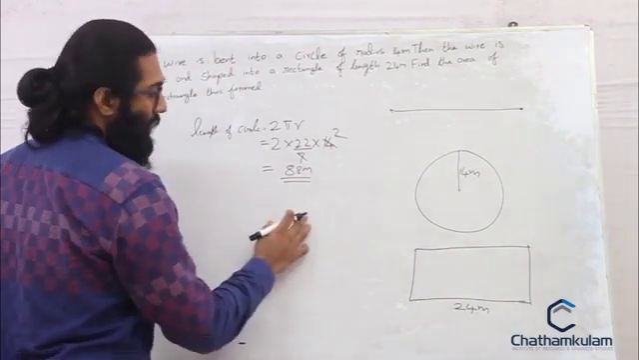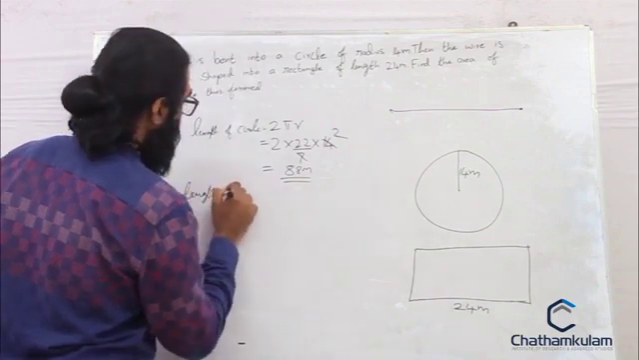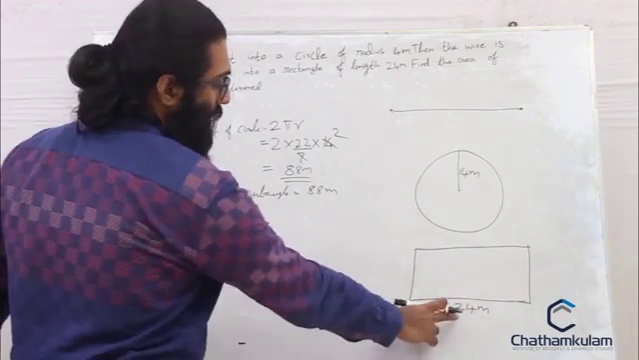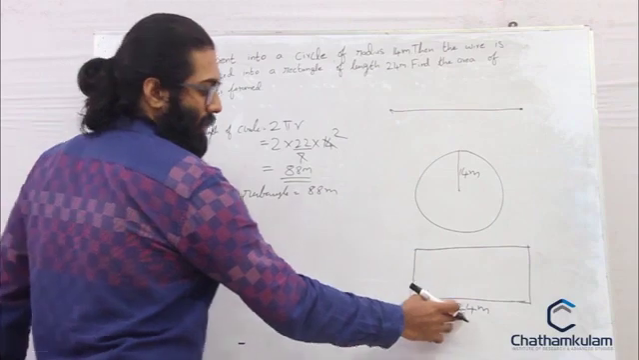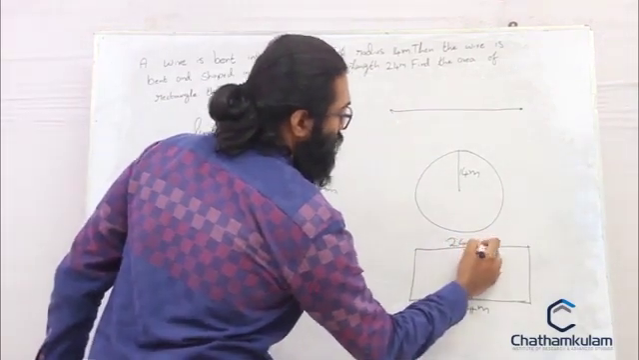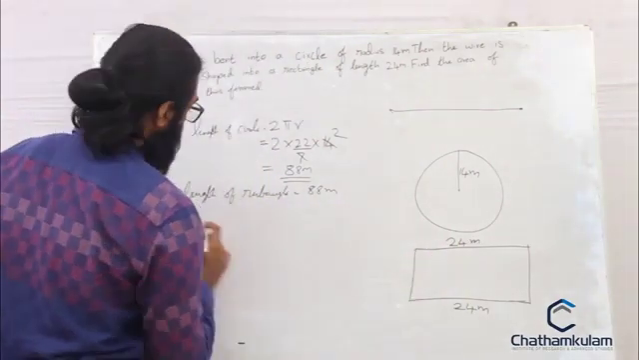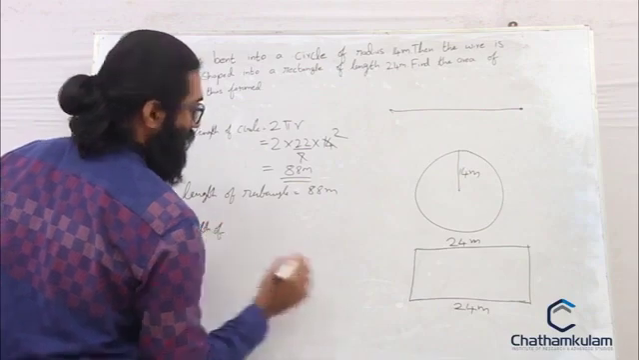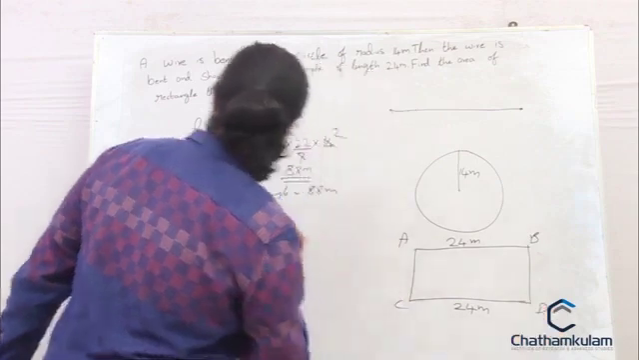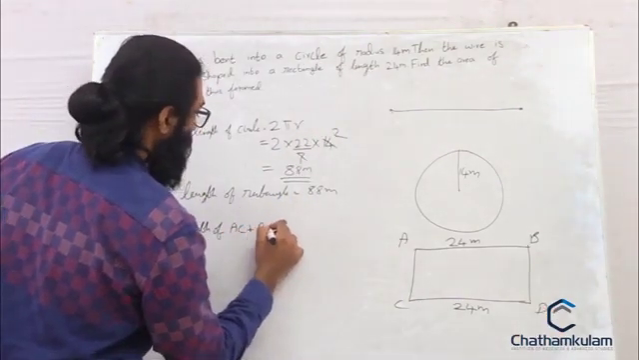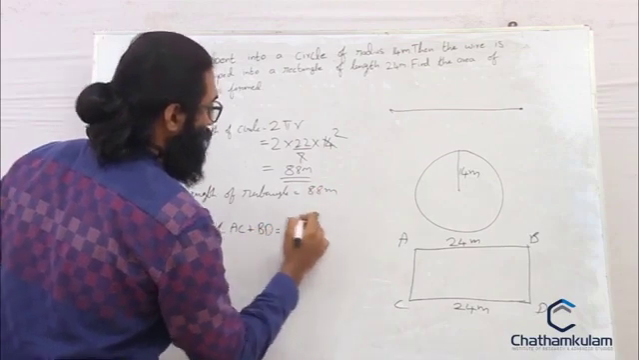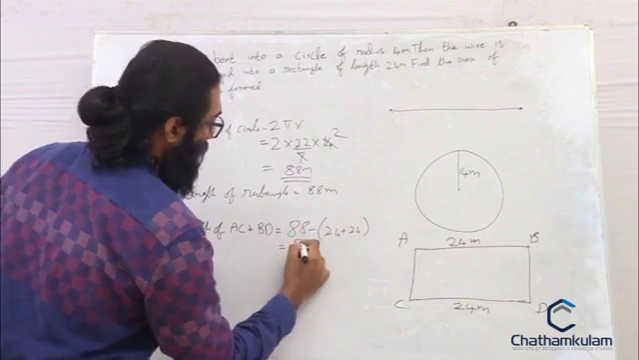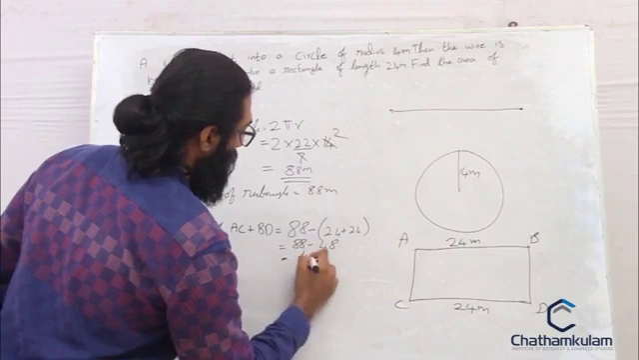Then next we have, so the length of the rectangle will also be 88 meter. It is given in the question that one of the length of the rectangle is 24 meter. Okay, so if this is 24 meter, then this opposite side will also be 24 meter. Okay, then we get the addition of these two sides as length of, let's say it as A, B, C, D, then length of AC plus BD equals 88 meter minus of 24 plus 24, that is equals 88 minus 48, which is equal to 40 meter.